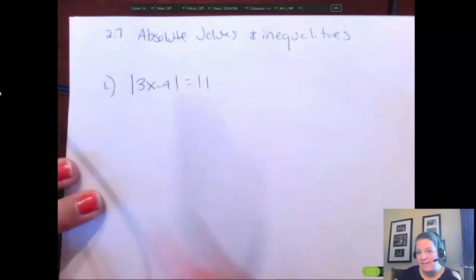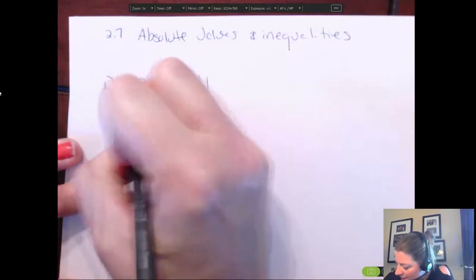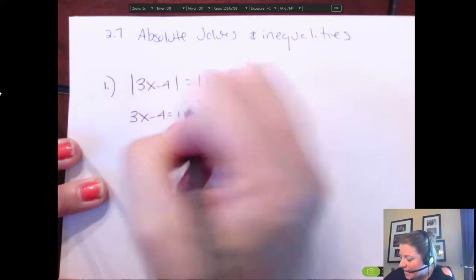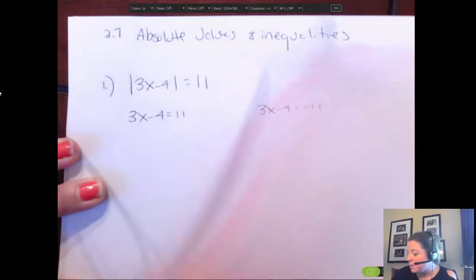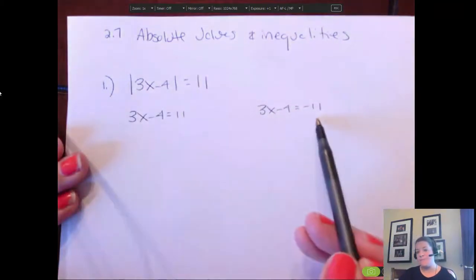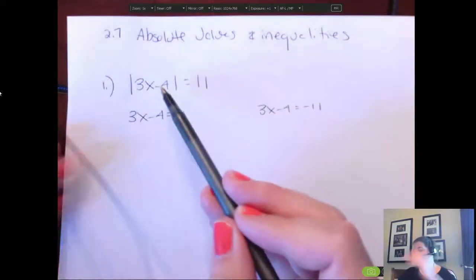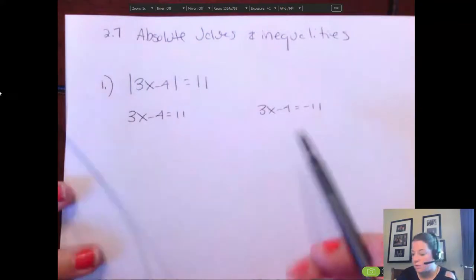The way that we set this up and solve is we write down exactly what I see: 3x minus 4 equals 11. And then write down 3x minus 4 equals negative 11. Because if this, under the absolute value, equaled negative 11, you would then take the absolute value of it, making it positive. So these would form our two solutions.